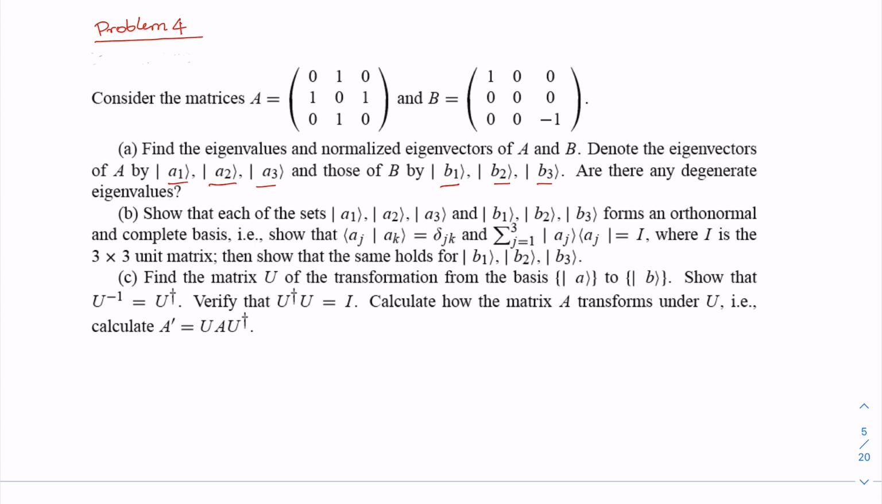And in part B you are asked to show that each of the sets A1, A2, A3 and B1, B2, B3 form an orthonormal and complete basis. Okay, and finally in part C you are asked to find the matrix U of the transformation from the basis A to B, and you have to show that U inverse is equal to U dagger and thereby verify this, and calculate how the matrix A transforms under U. Okay, let us do it.